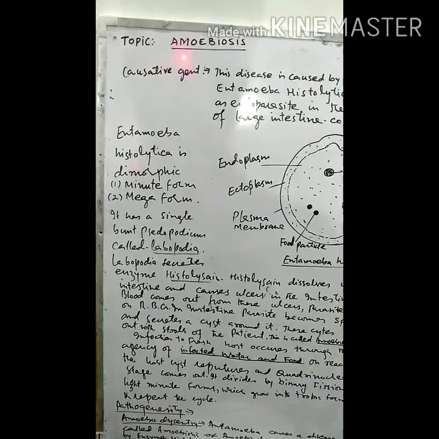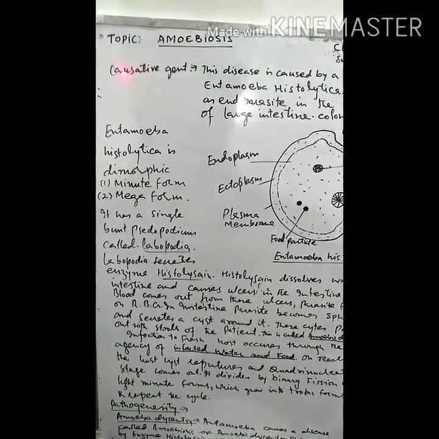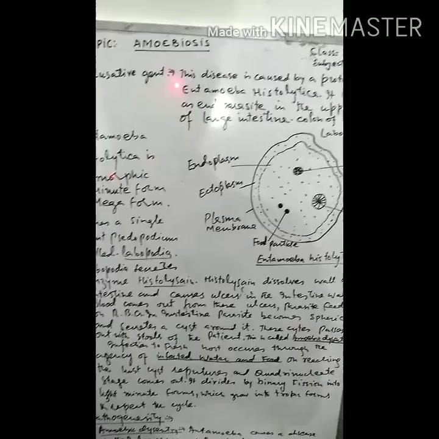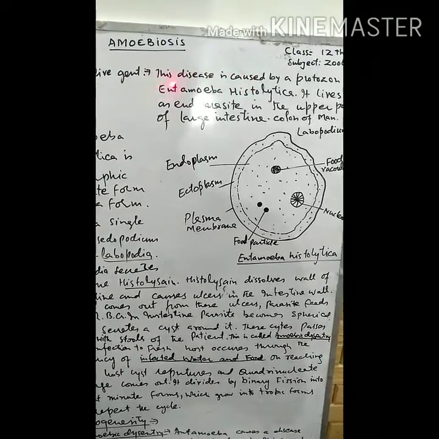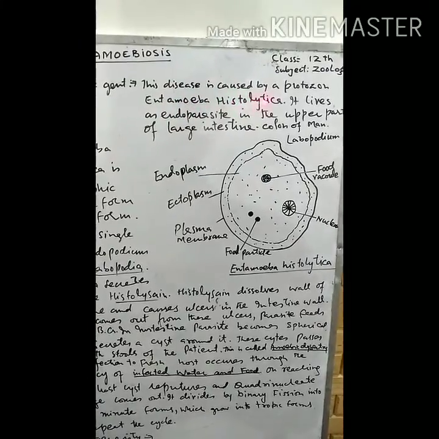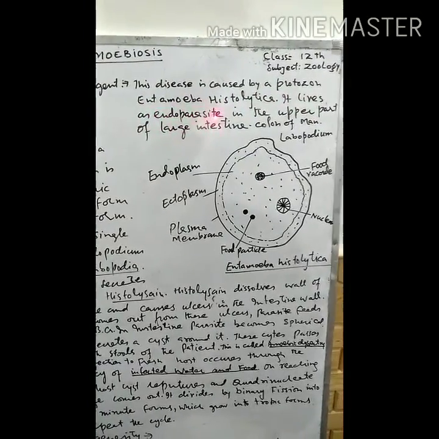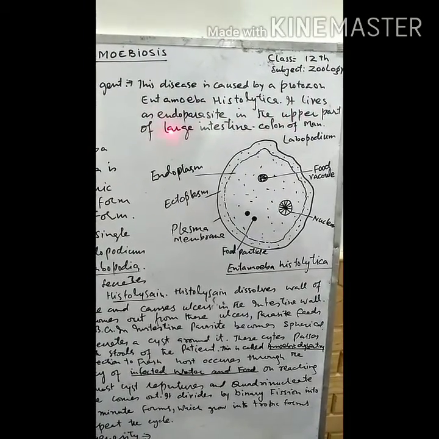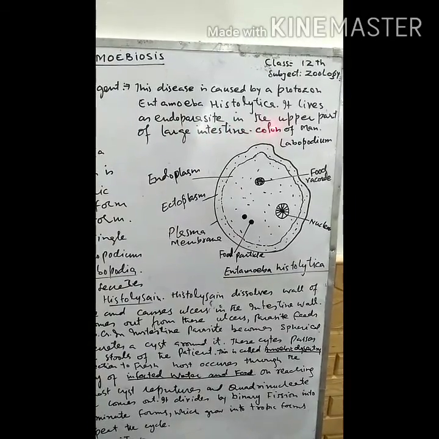Today, my topic is amoebiosis. The causative agent of amoebiosis is Entamoeba histolytica. This disease is caused by a protozoan called Entamoeba histolytica. It lives as an endoparasite in the upper part of the large intestine, the colon, of man.